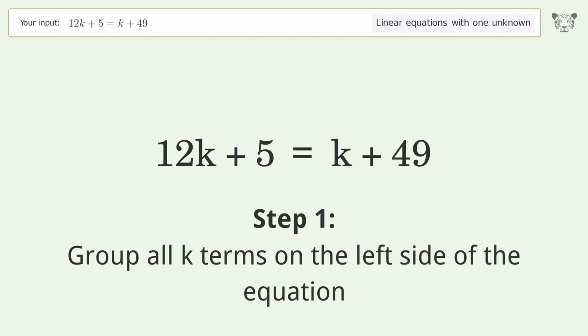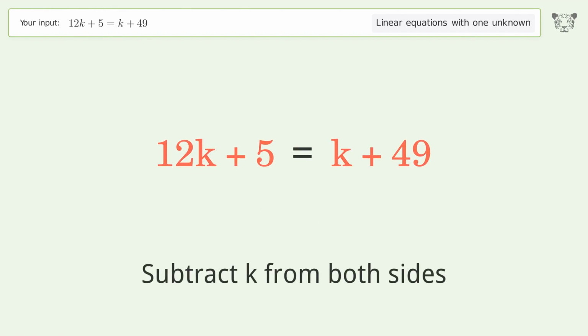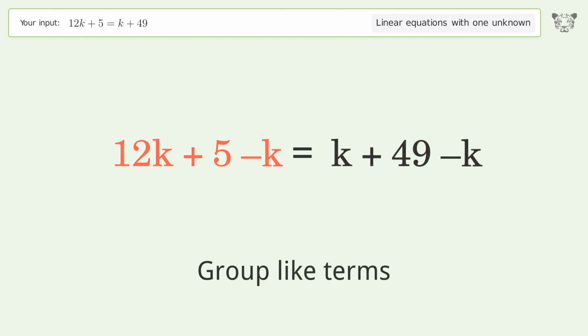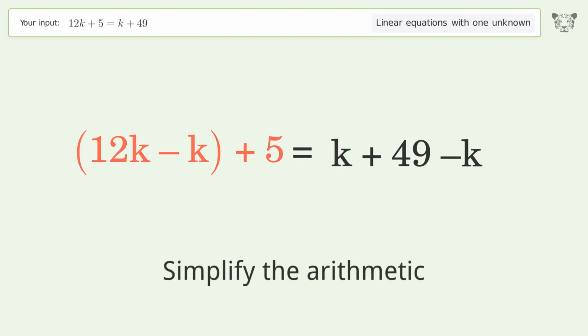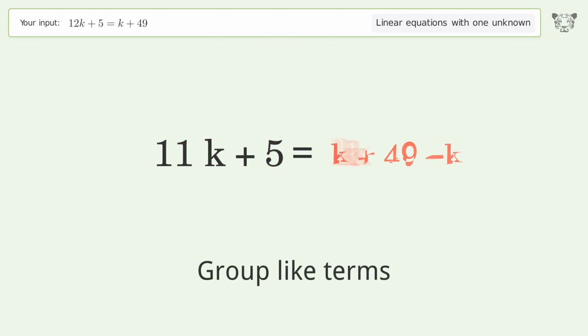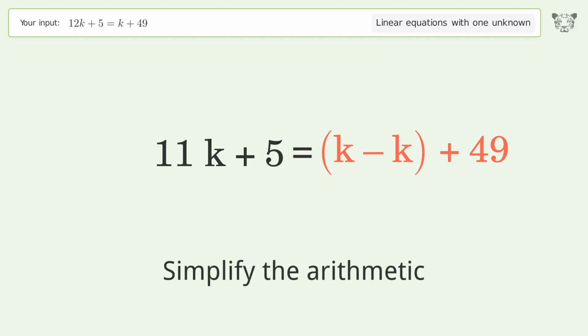Group all k terms on the left side of the equation. Subtract k from both sides. Group like terms. Simplify the arithmetic. Group like terms. Simplify the arithmetic.